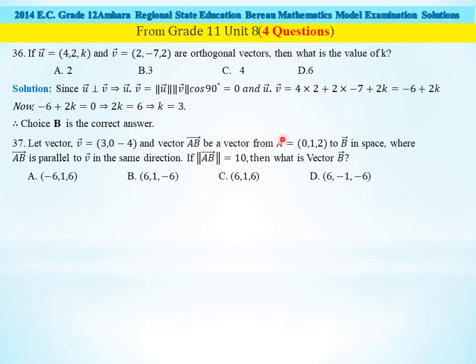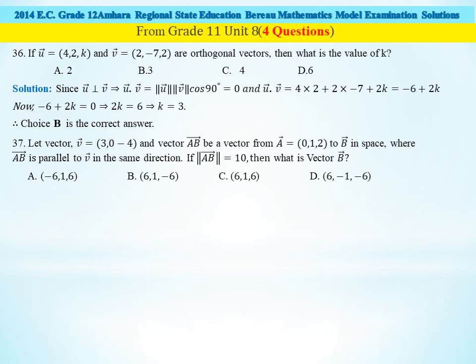this one, vector a (0, 1, 2), to vector b in space, where AB is parallel to vector b in the same direction. If the norm of vector AB is equal to 10, then what is the vector b?